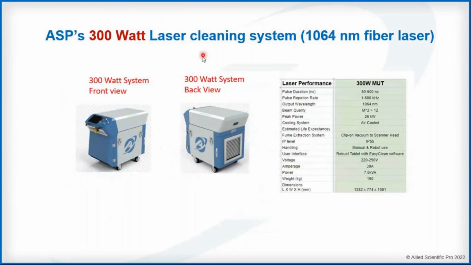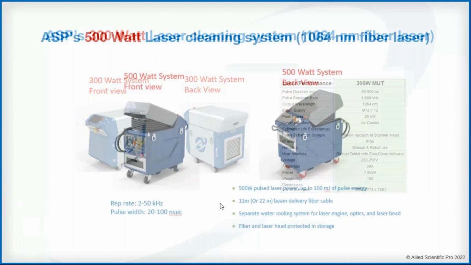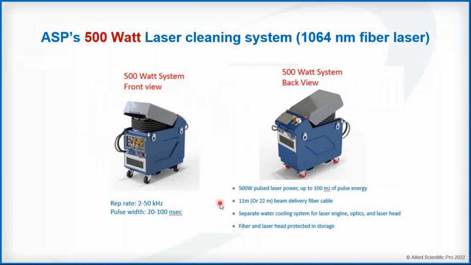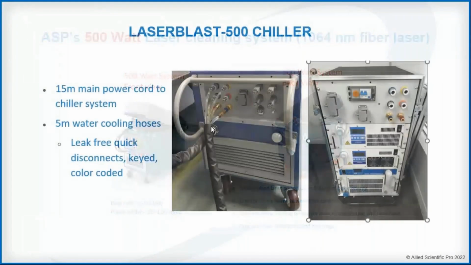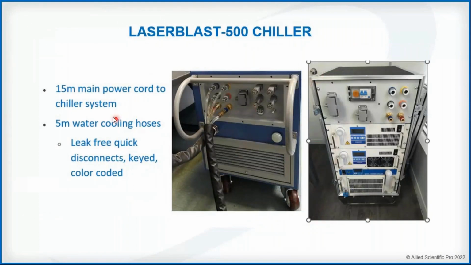We also have a 300-watt system that has been designed that looks like this. And there is also the 500-watt, which is the highest power we can offer. This has basically a lid where you can coil the fiber, which is 11 meter or 22 meter, and keep it safe under the lid. It also comes with a chiller, so you need to cool the laser head. This is a chiller, with a 15-meter main power cord to the chiller system, 5-meter water cooling hoses, and so on.